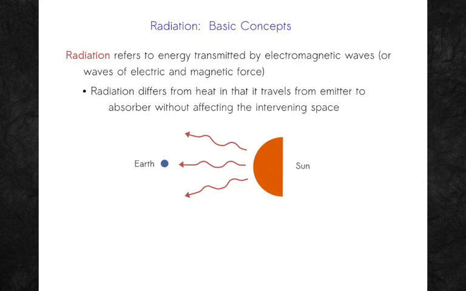Okay, so we've reached the part of the course where we're talking about energy now and how energy flows through the atmosphere system. And there's actually a number of ways that energy can be transferred from one object to another. But the two that are most relevant for our purposes, and the two that we're going to focus on, are radiation and heat.